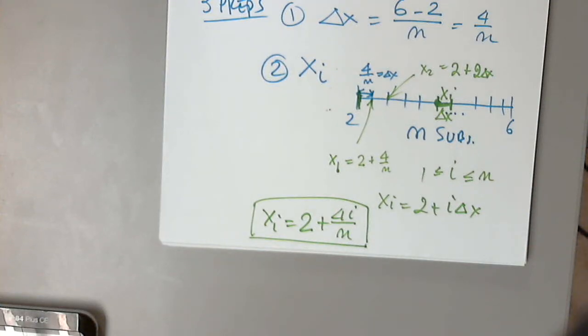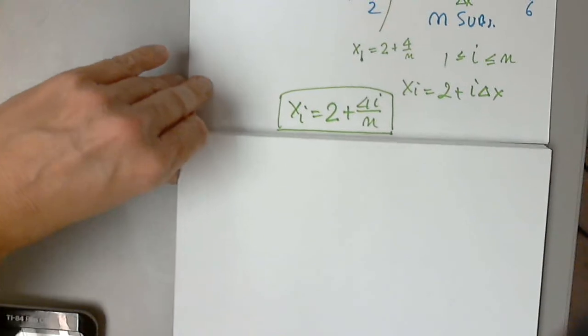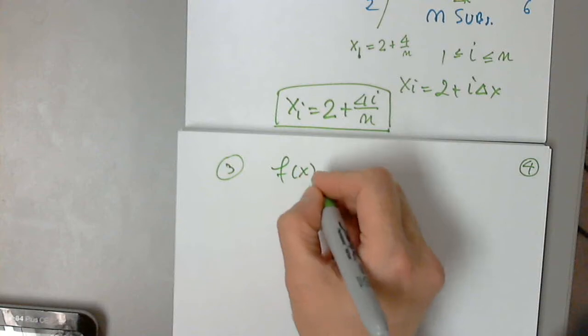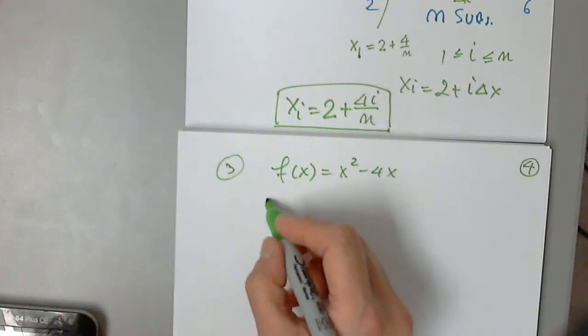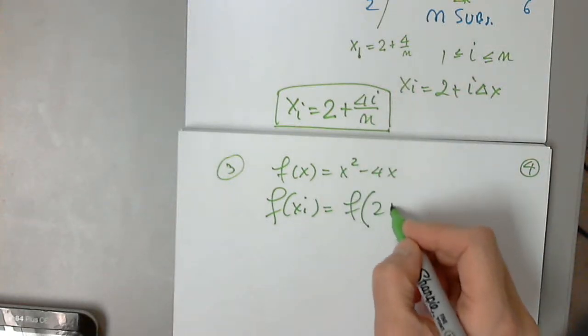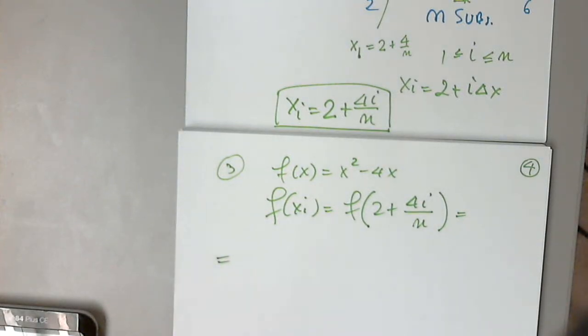You understand we have to create a generic or general formula that goes from 1 to n. Is this better? Is xi better? Yes? Okay, now, third prep. I'm going to copy the function on this page. You don't have to copy it again. So we have f of x equals x squared minus 4x. I need to find f of xi, which means this, f of 2 plus 4i over n.